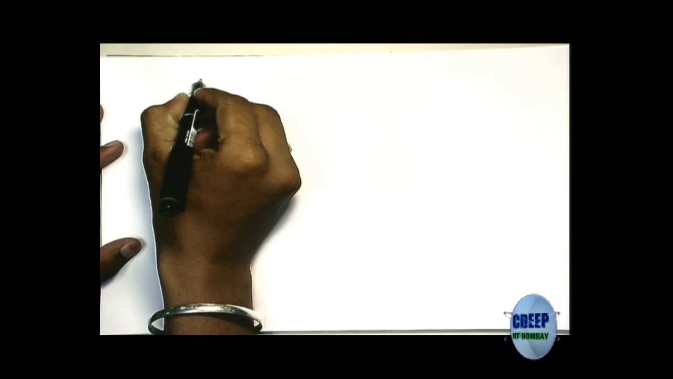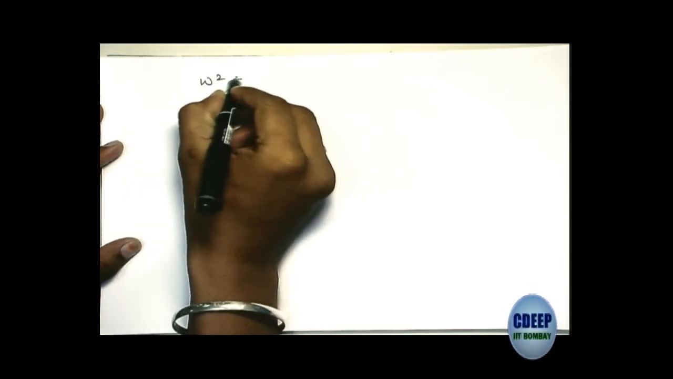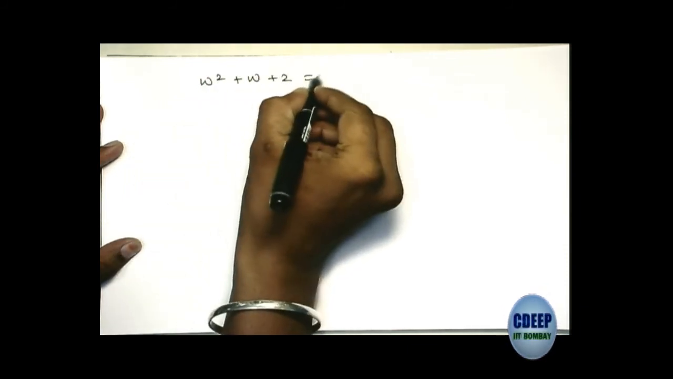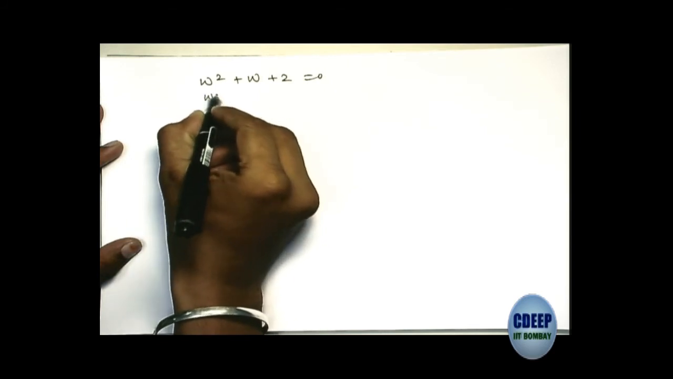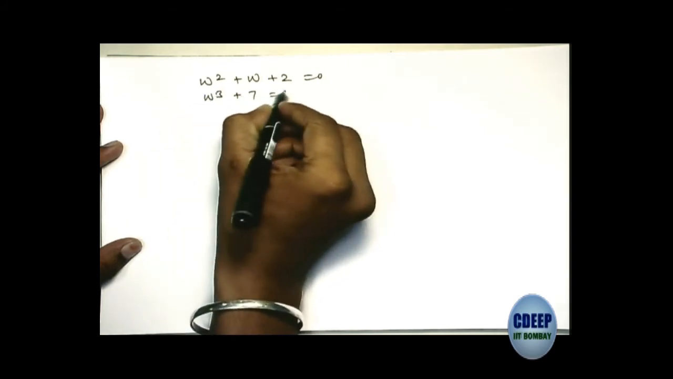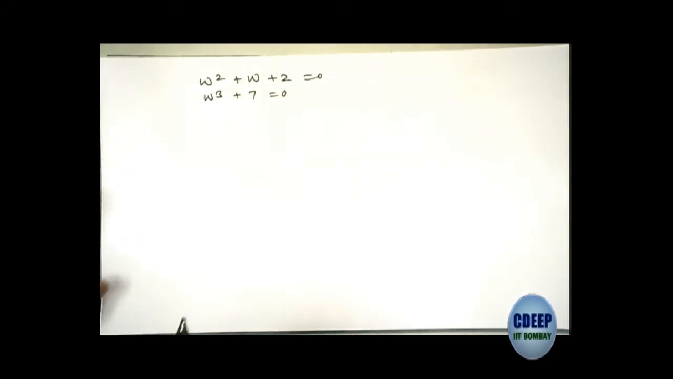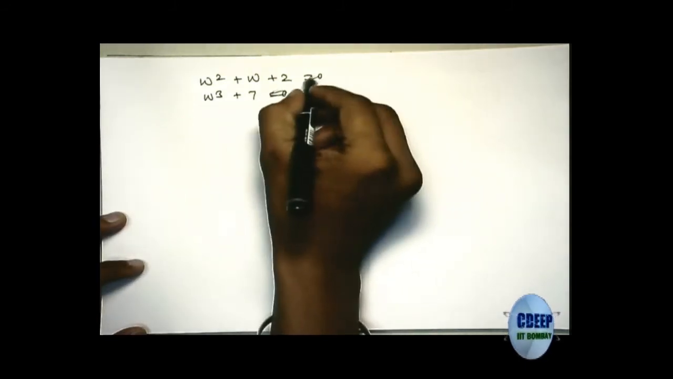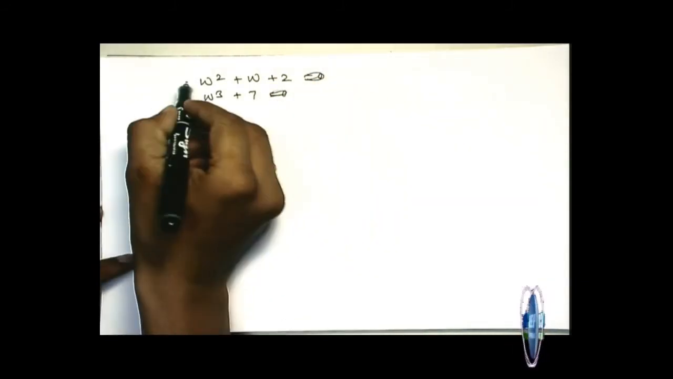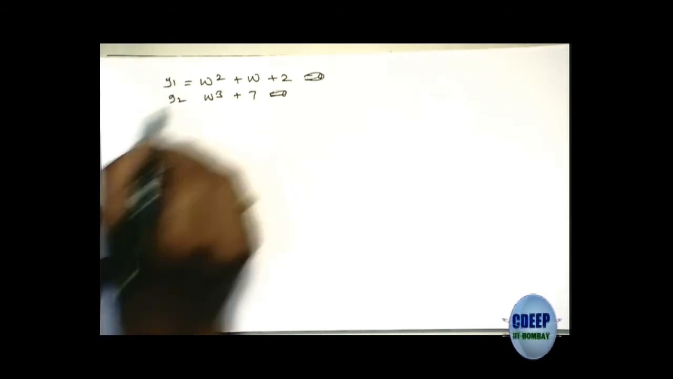I need to do the division, the GCD calculation. Yeah, why don't you? Okay, I will use another symbol for xi. So the first polynomial, I'll put it in the form of, let's say, omega square plus omega plus 2, and then omega cube plus 7. Don't write equal to 0. These are the two polynomials. I'll call them g1 and g2.